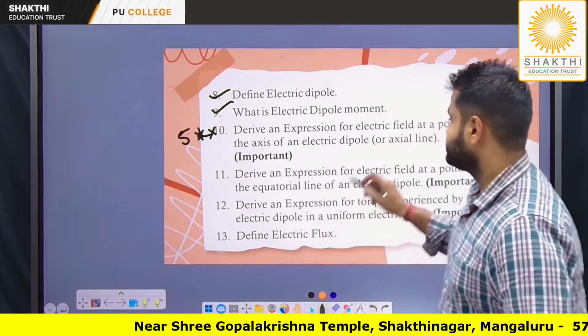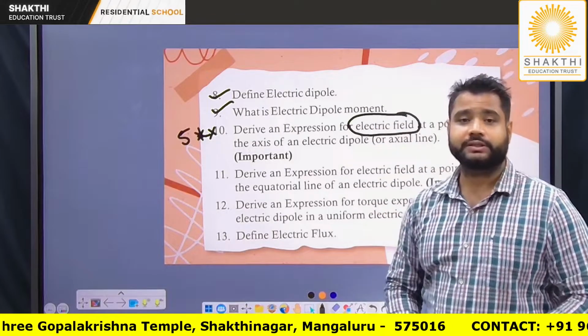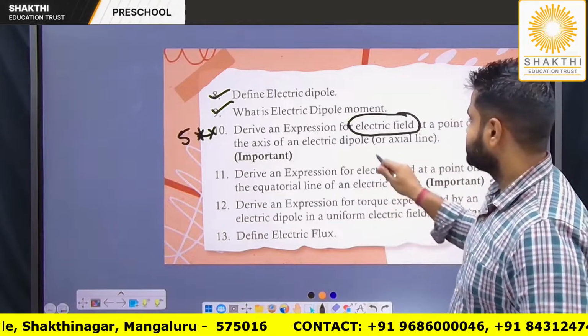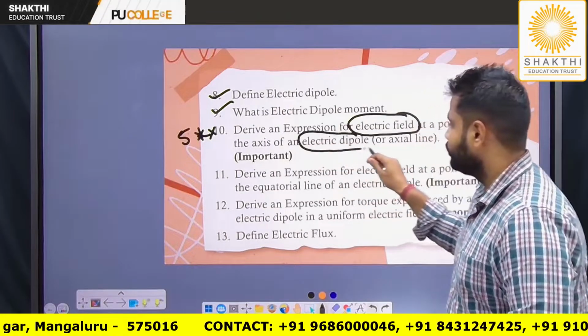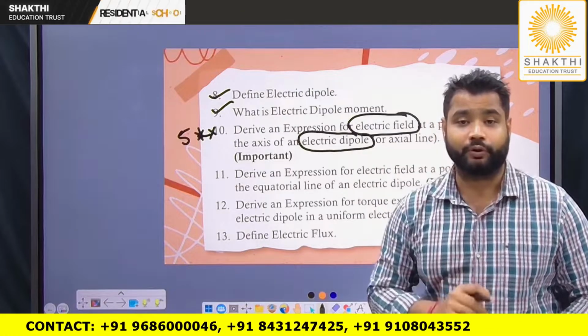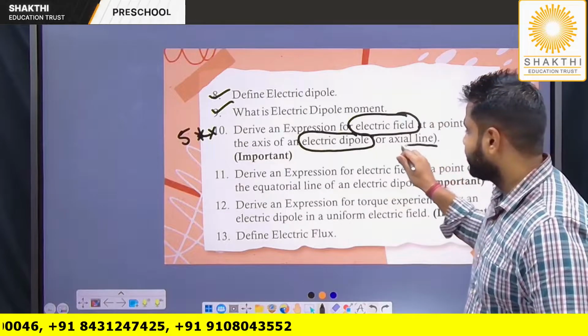The question says, derive an expression for electric field. So you need to focus on the term electric field. The next thing it says is electric dipole, so the next term to focus on is electric dipole. And the last thing you need to understand is that it is an axial line.